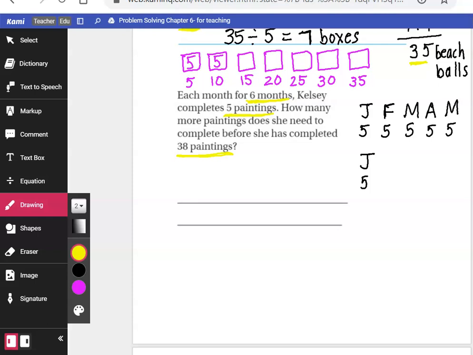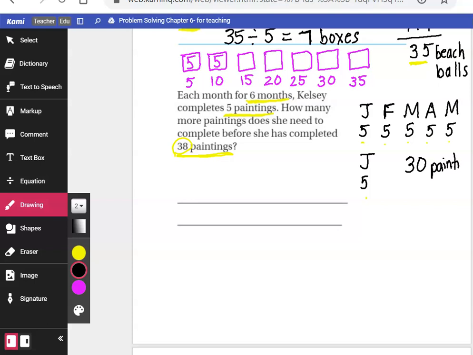We have to figure out how many more does she need to complete until she gets to 38. So I'm thinking if I add this up, if I count my 5s, it's probably not going to equal 38. I have to figure out how many more she needs to reach 38. Okay? So let's count that up. 5, 10, 15, 20, 25, 30. So Kelsey made 30 paintings.